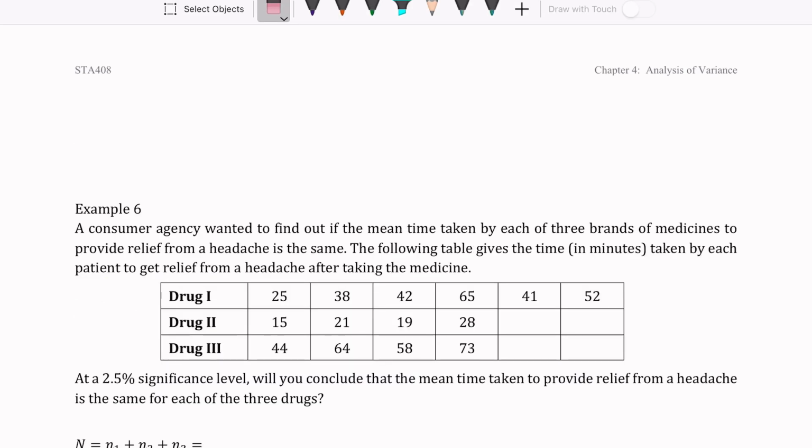Example 6. A consumer agency wanted to find out if the mean time taken by each of 3 brands of medicines to provide relief from headache is the same. The following table gives the time in minutes taken by each patient to get relief from headache after taking the medicine. So the experimental unit in this study is the patient. What do we impose on the patient? We impose the medicine or the treatment to provide relief from the headache. So here, the treatment is the medicine to provide relief from headache.